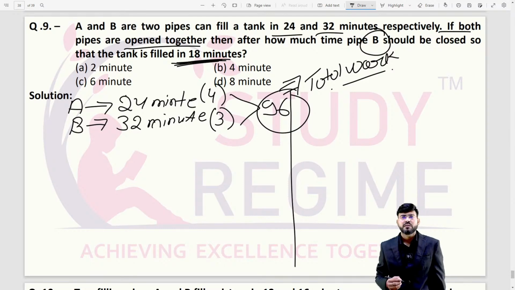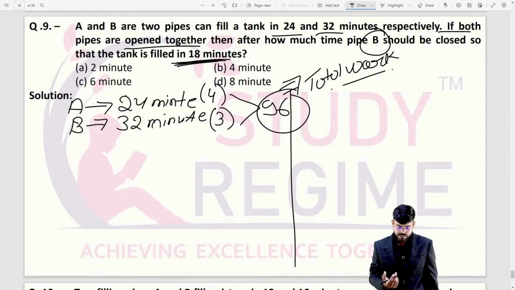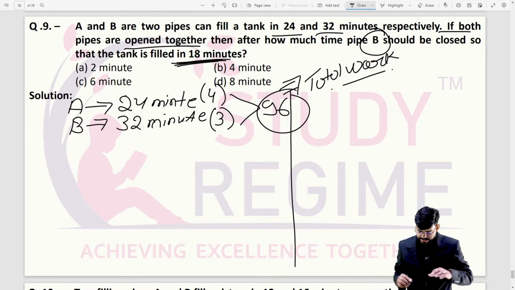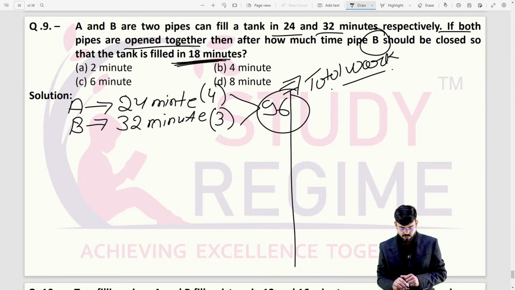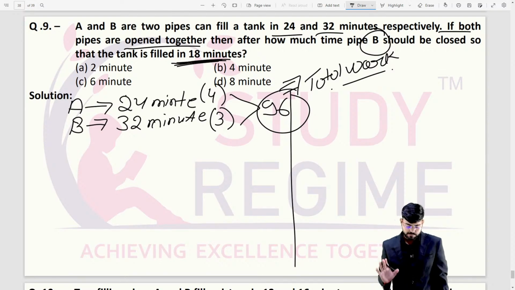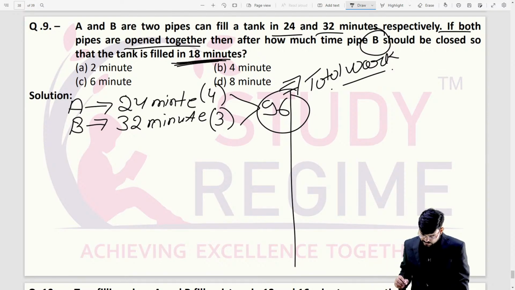Clear? You have to fill a certain system. This is the work given by both the pipes A and B. If both the pipes are open together, then after how much time should the pipe B be closed so that the tank is filled in 18 minutes? It is given in the question that the tank was filled in total in 18 minutes and the pipe B was closed, but the pipe A was continuously working for how much time? 18 minutes.